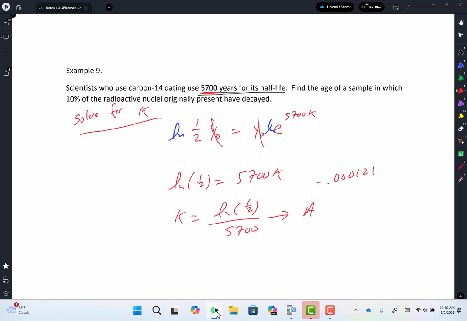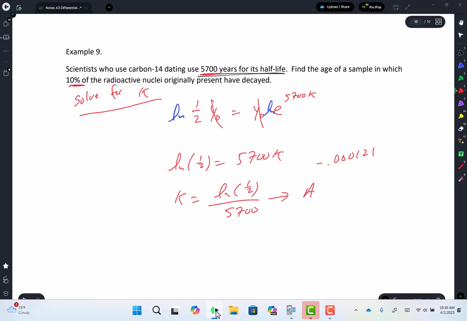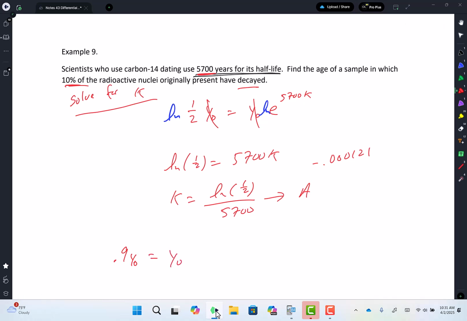All right. So here it is. If 10% have decayed, what percent do I have present? Yeah, you have 90%. So 0.9. Why not? I'm just solving for t now, right? Because they gave the half-life to find the k. To find my k. This is my formula that I'm using.